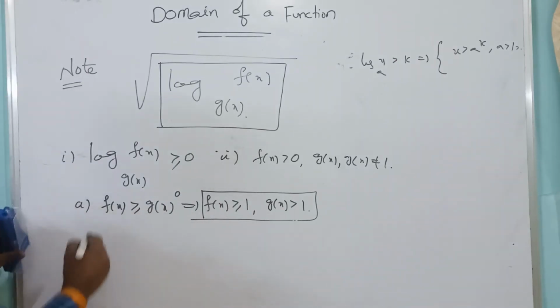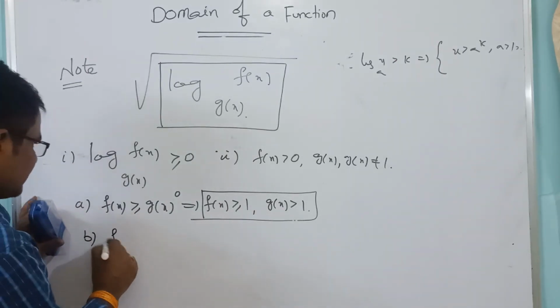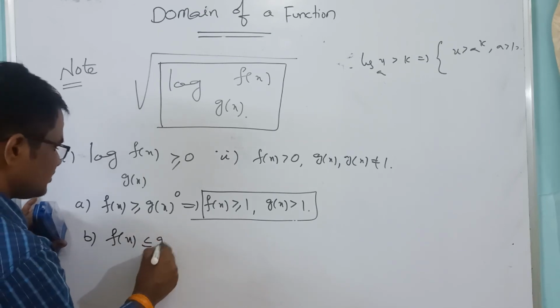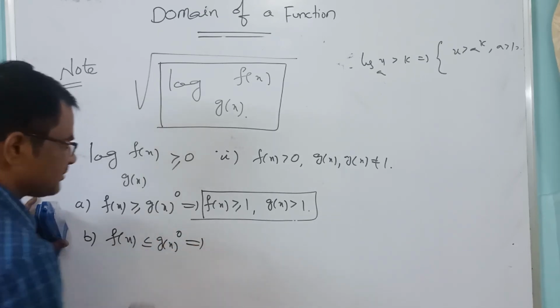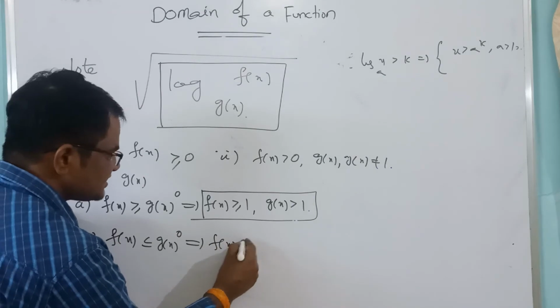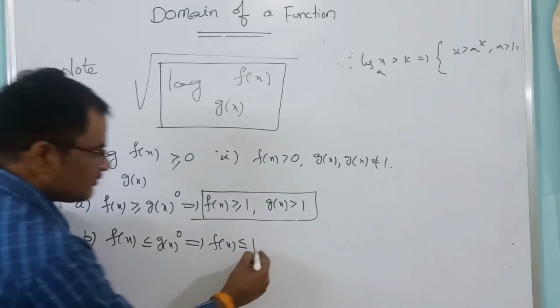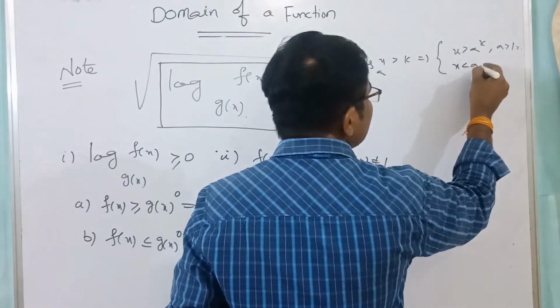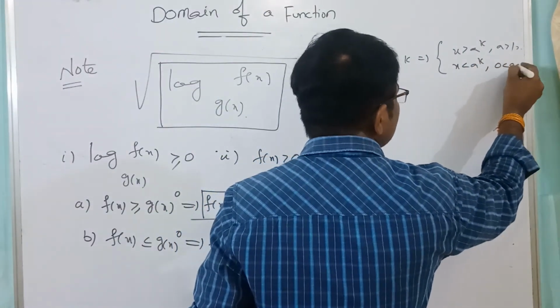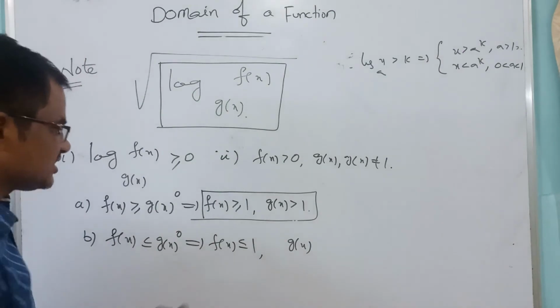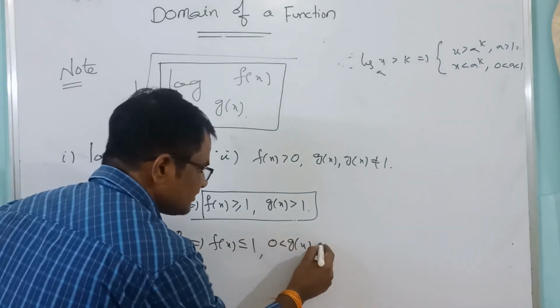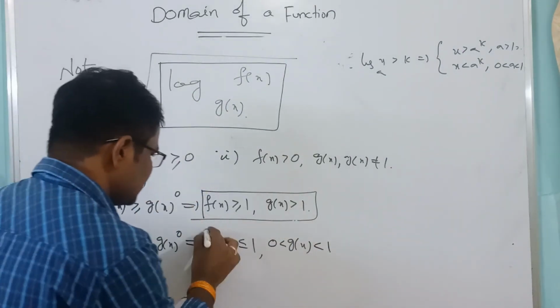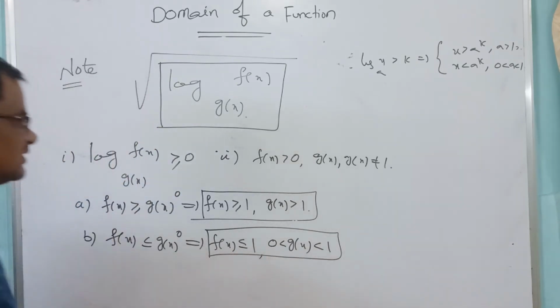Right? Next, condition B. So f of x less than or equal to g of x whole power 0 implies f of x is less than or equal to 1, when x is less than a power k when 0 is less than a less than 1. By that condition, 0 is less than g of x less than 1. So this is the second condition, right?